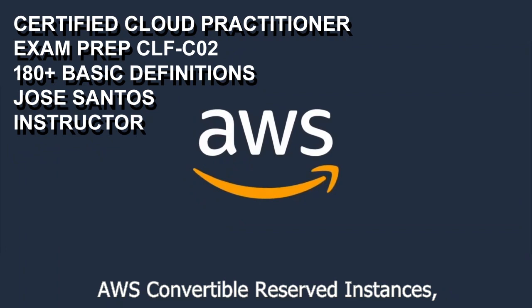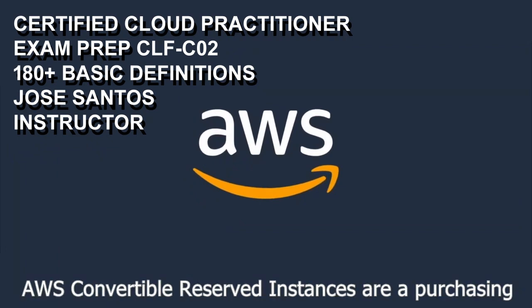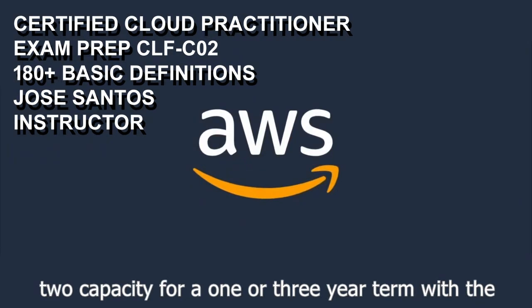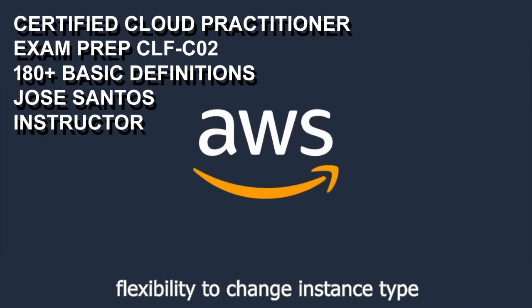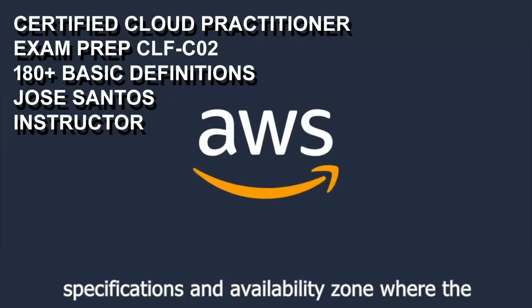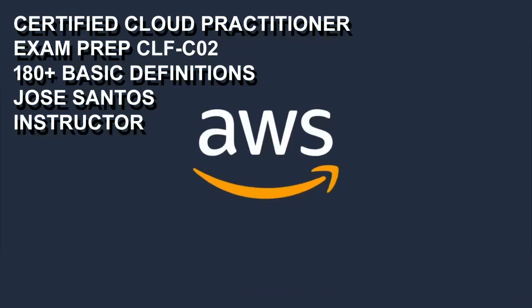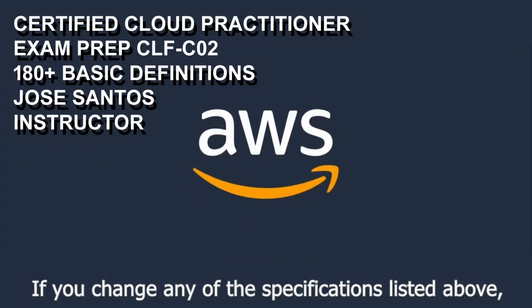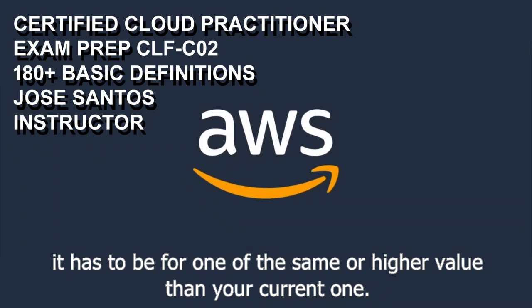AWS Convertible Reserved Instances. AWS Convertible Reserved Instances are a purchasing option that enables users to reserve Amazon EC2 capacity for a 1 or 3 year term with the flexibility to change instance type specifications and availability zone where the EC2 is launched. However, the cost savings may not be as substantial as with standard reserved instances. If you change any of the specifications listed above, it has to be for one of the same or higher value than your current one.